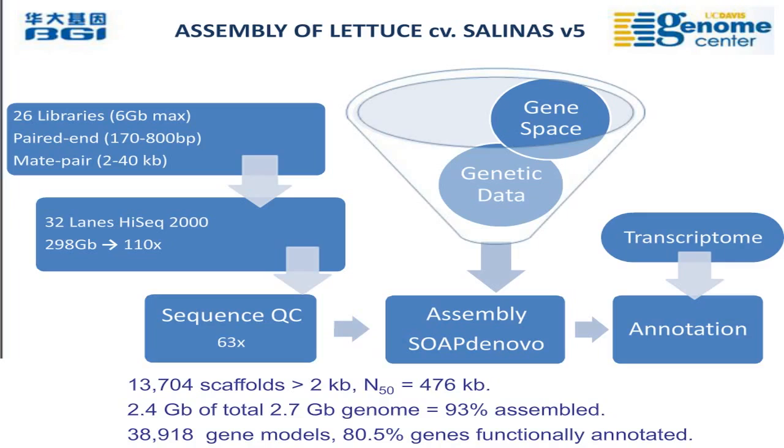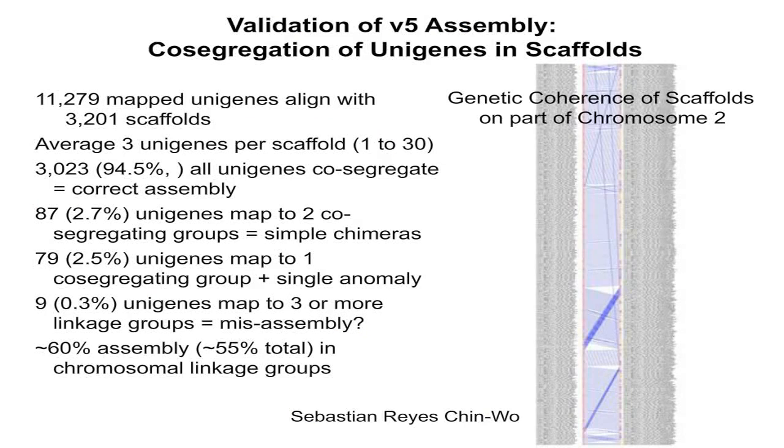They ran SOAP de novo. We could add in genetic data, gene space data. We had transcriptome data, and that gave us our annotation. So what we ended up with was an N50 of 476 kb, which for the time was pretty good for a 2.7 gig genome. And we got 93% assembled, close to 40,000 gene models.